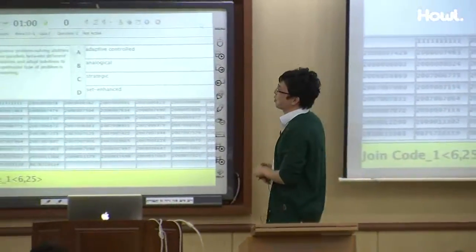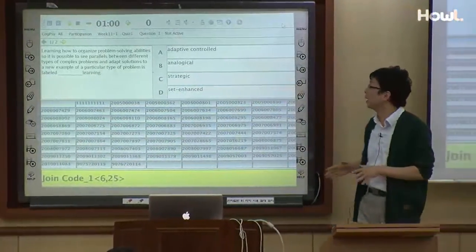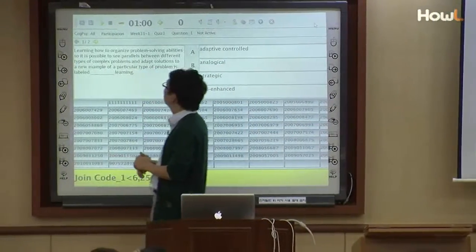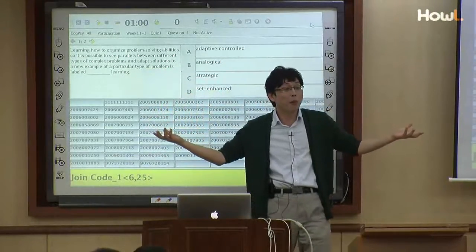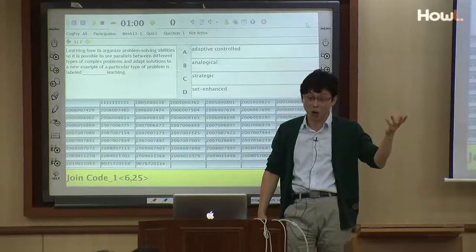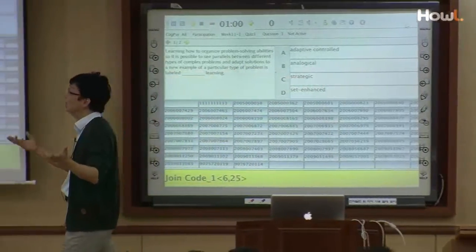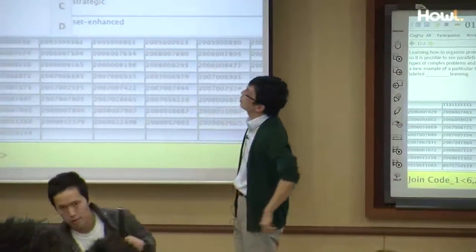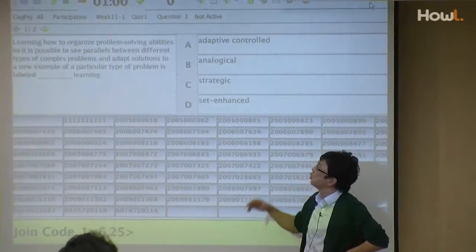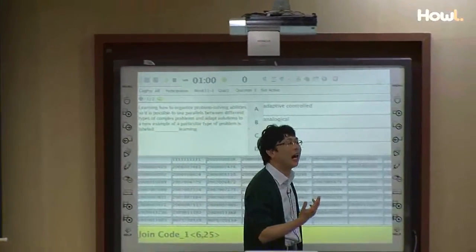One of the review questions is about this one. We're learning how to organize problem-solving ability. So it is possible to see parallels between different types of complex systems, such as the atomic system. We don't know how the atomic system works, but we use something to solve these complex problems, right? That means seeing parallels between different types of complex problems and adapting a solution to a new example. So what are these types of learning called?